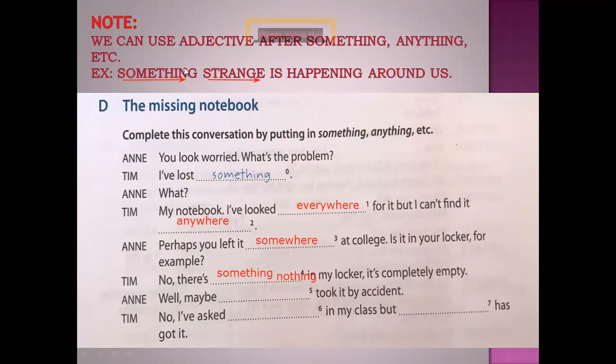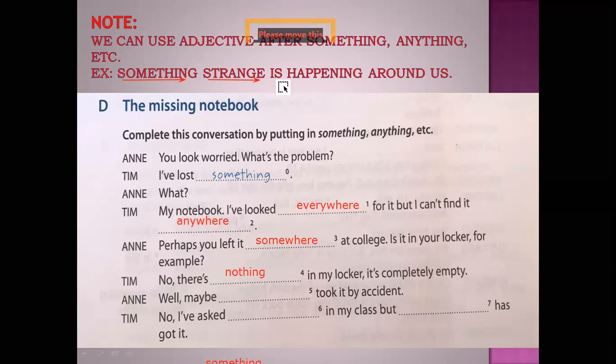And you cannot use something. Why? Because it's negative, first thing. Second thing, it is not there. That means it's nothing. There's no person or no place. Next one: Well, maybe took it by accident.